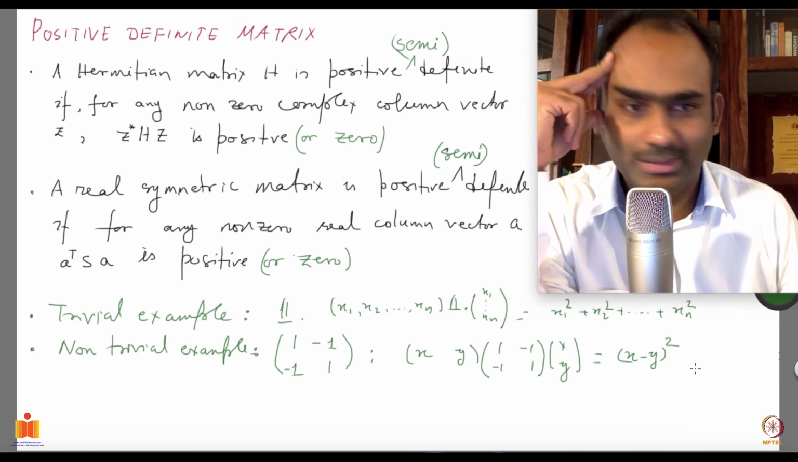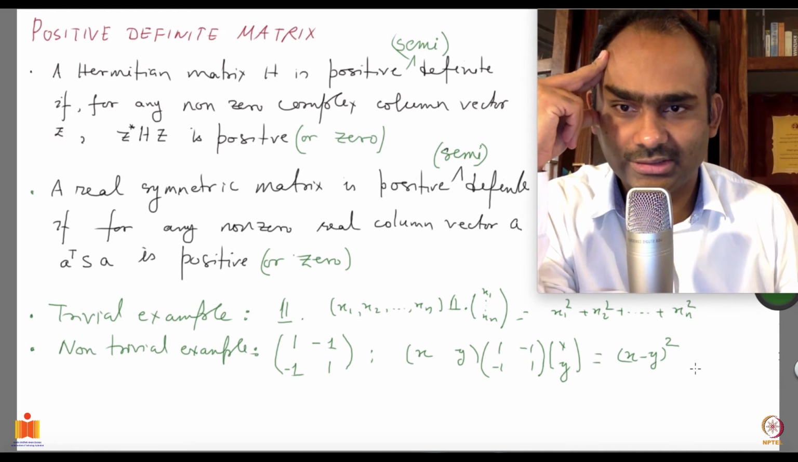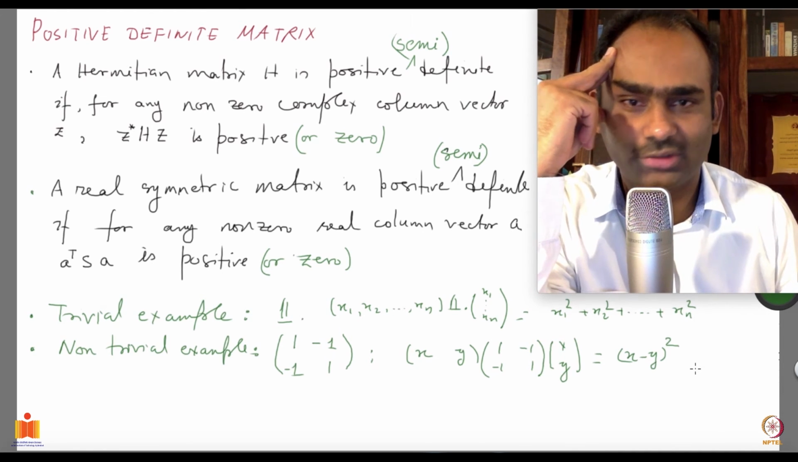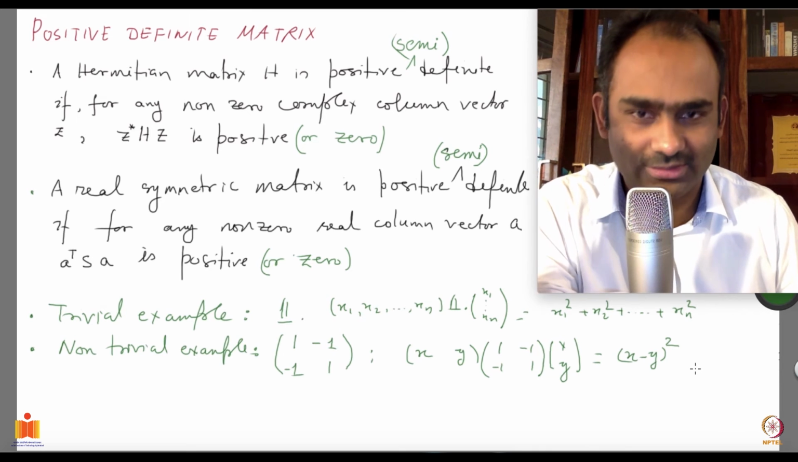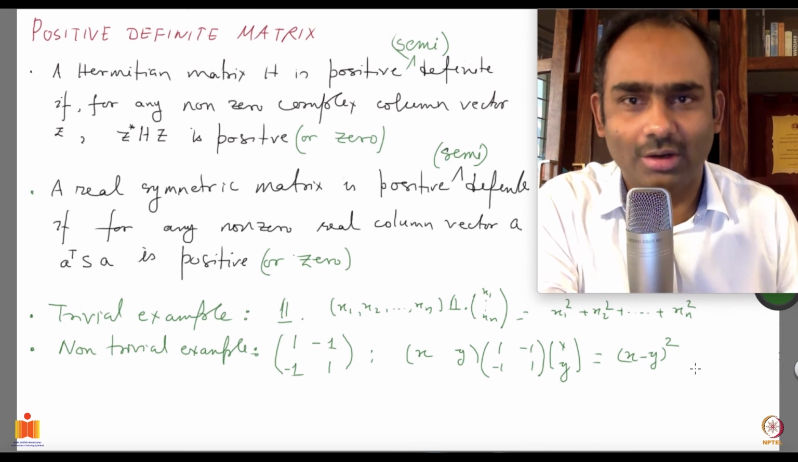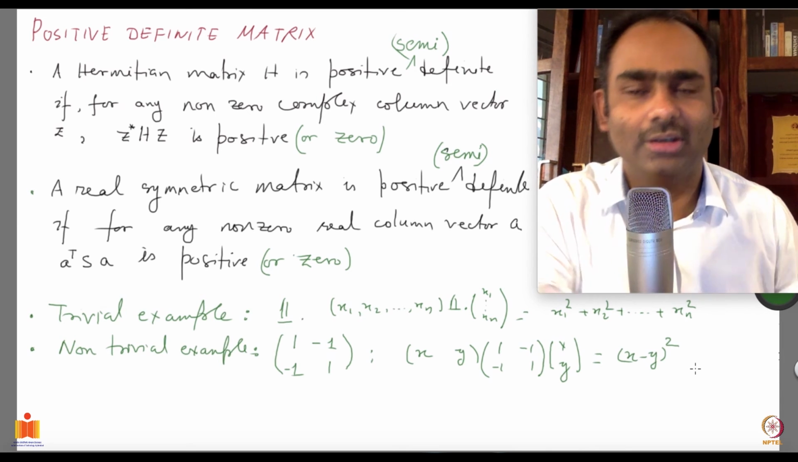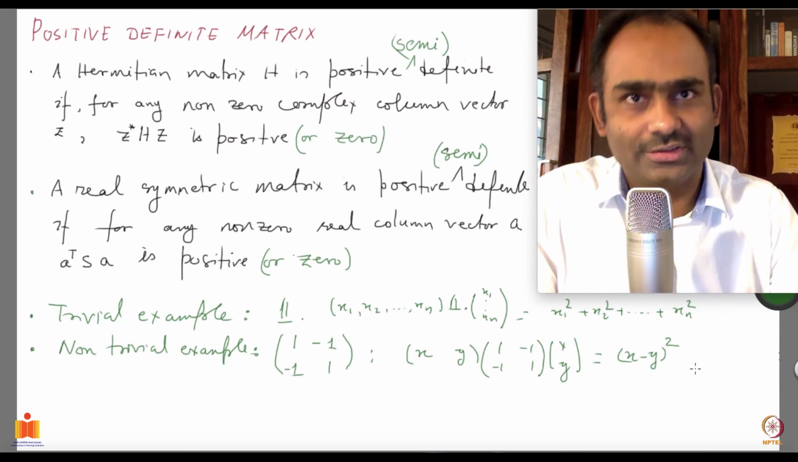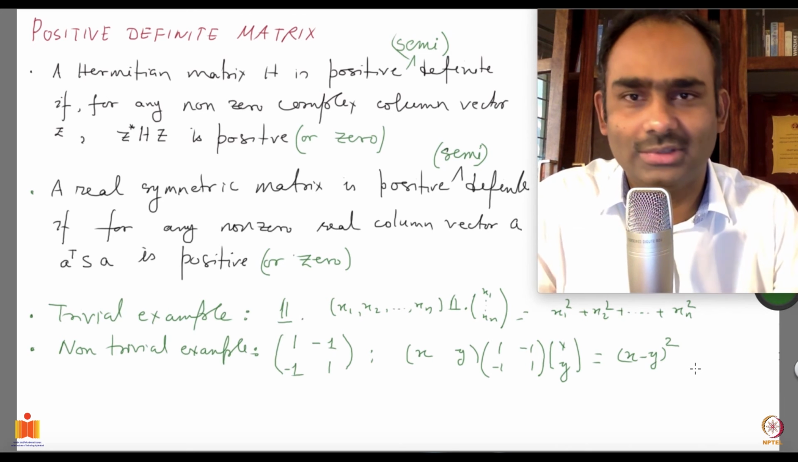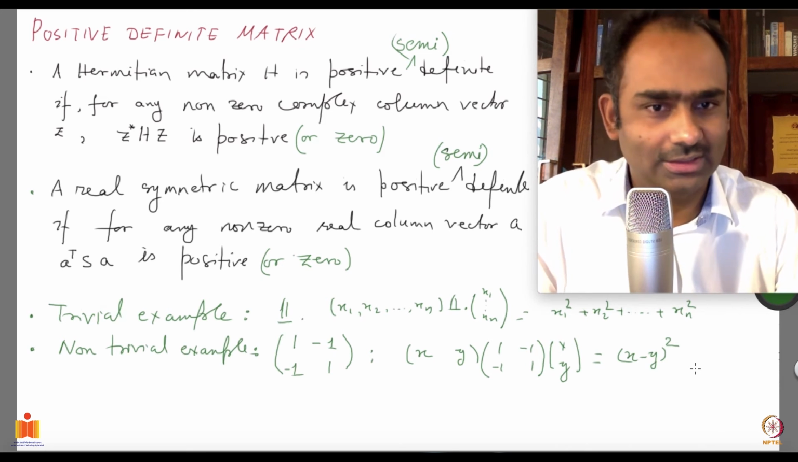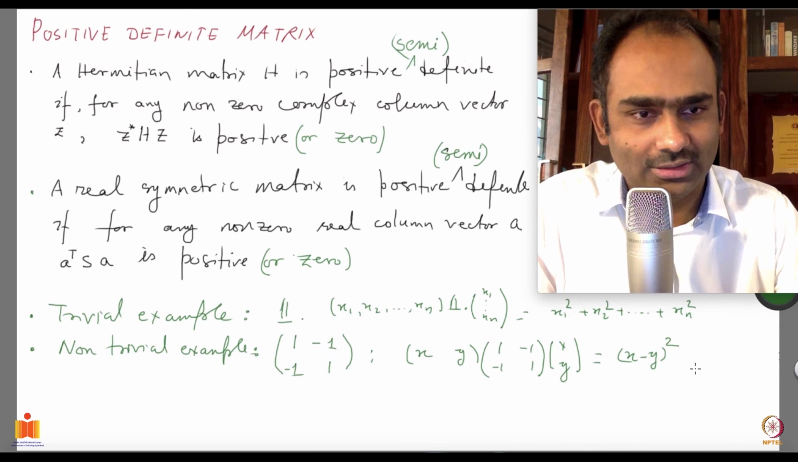So can you tell me what kind of matrix this is? Is it a positive definite matrix? Is it a positive semi-definite matrix, or none of those? See, not every matrix will be positive definite or positive semi-definite. They may be neither of these. So what do you think is the case here?